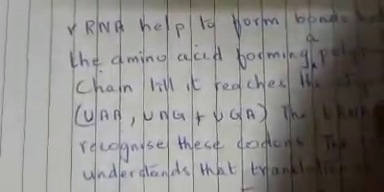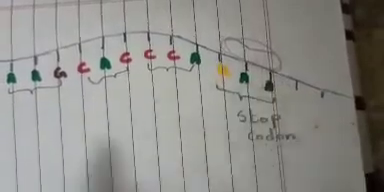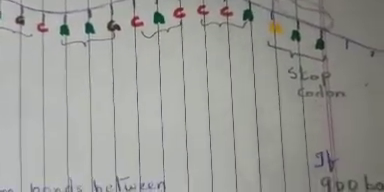Now when it comes to the stop codon, there is no tRNA that recognizes this. So what happens? The ribosome knows that translation is complete, and it will release the polypeptide which is formed. And it will move to the next messenger RNA which has to be translated.